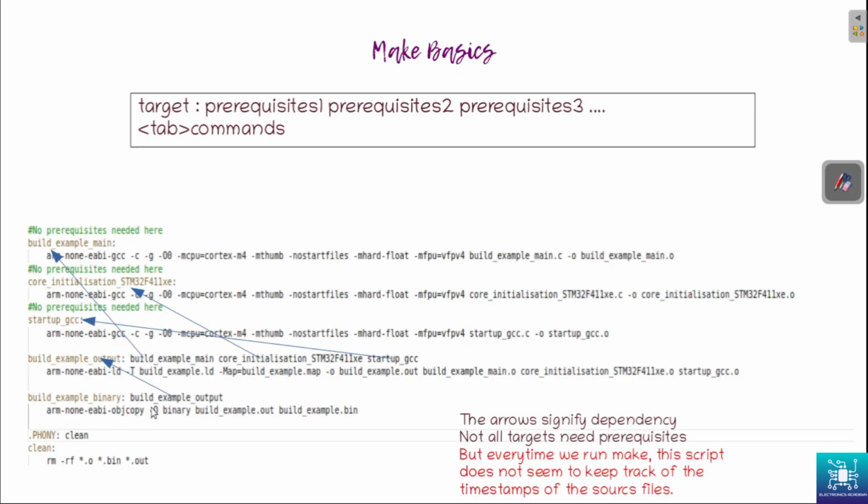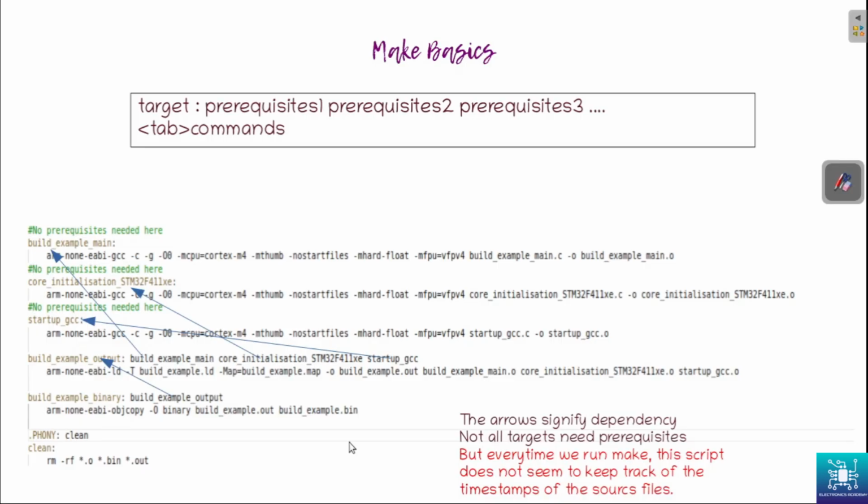Build example binary, make will say build example output. If this is not there, suppose it's some different name, it fails at this stage only. So make creates a dependency tree, and it parses the tree and takes care of the process.